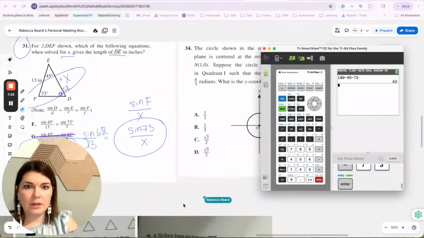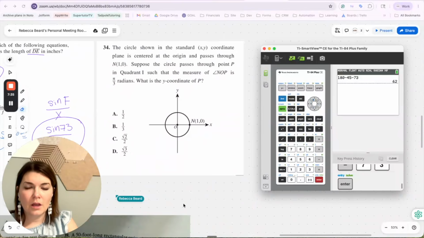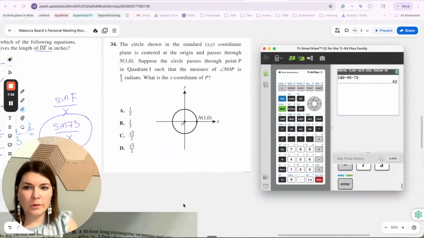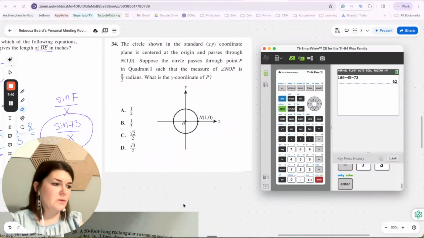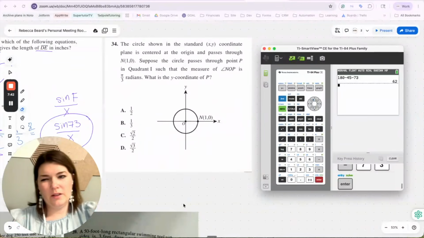Okay, let's keep going on. So this one upset some kids, especially if they've not seen this before, but we're going to simplify it a little bit.